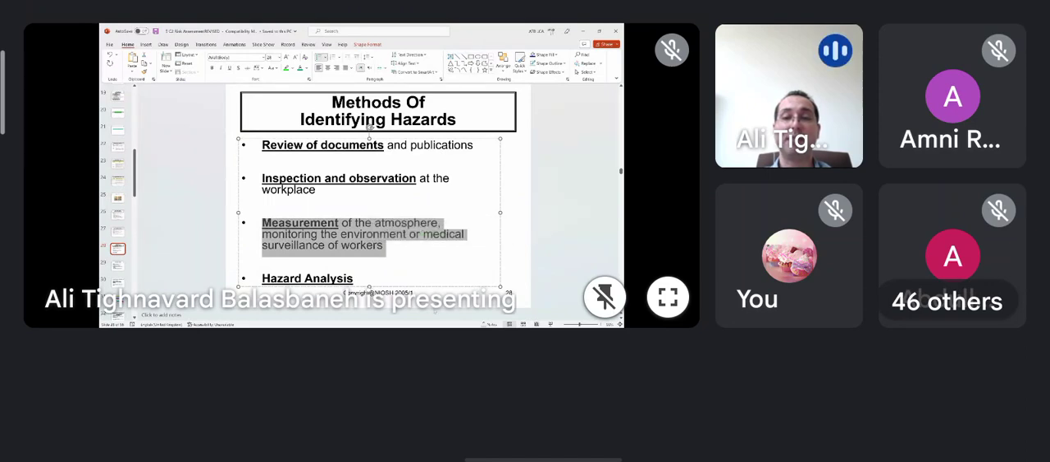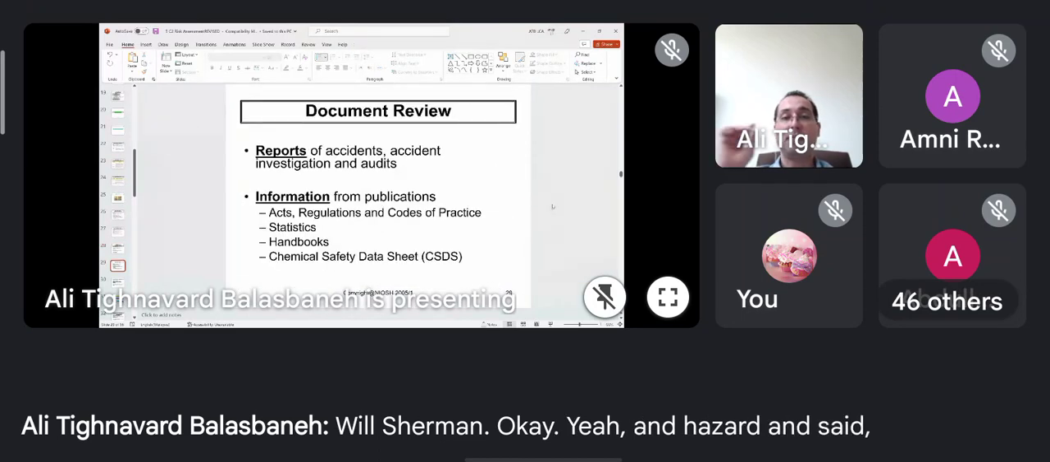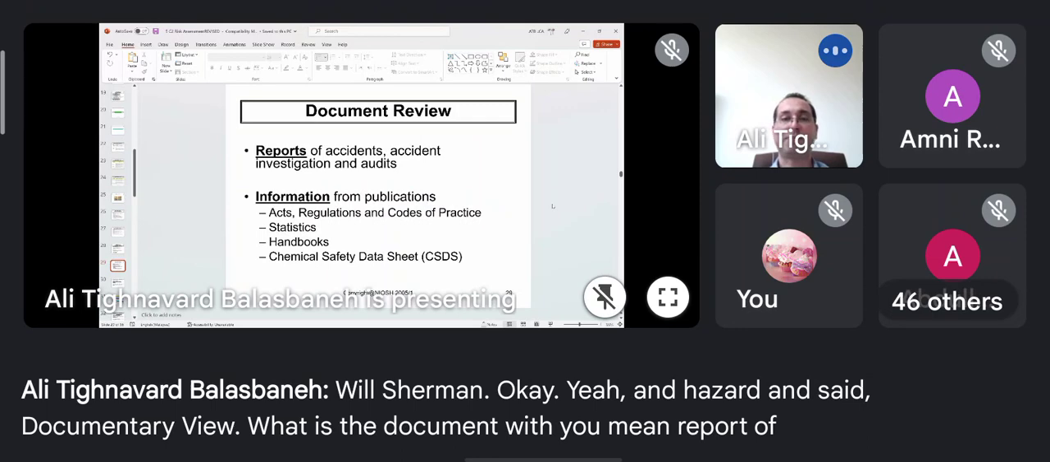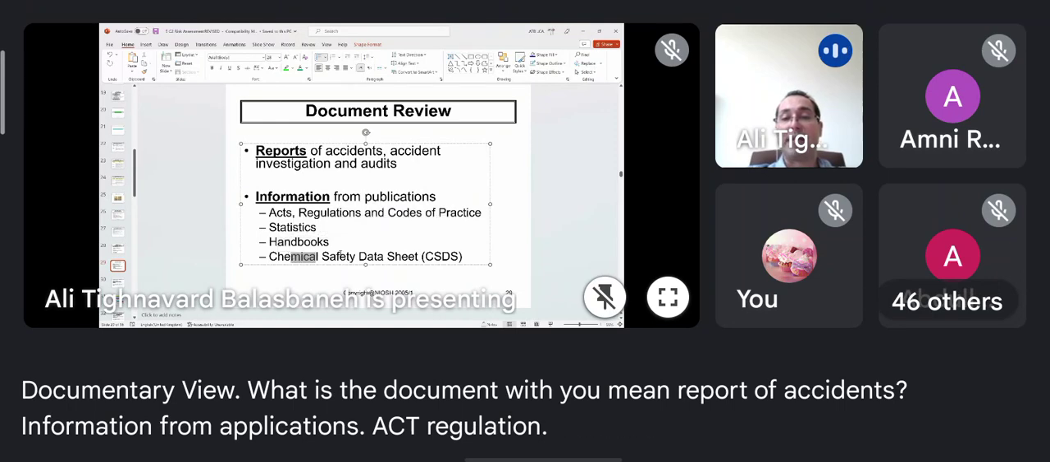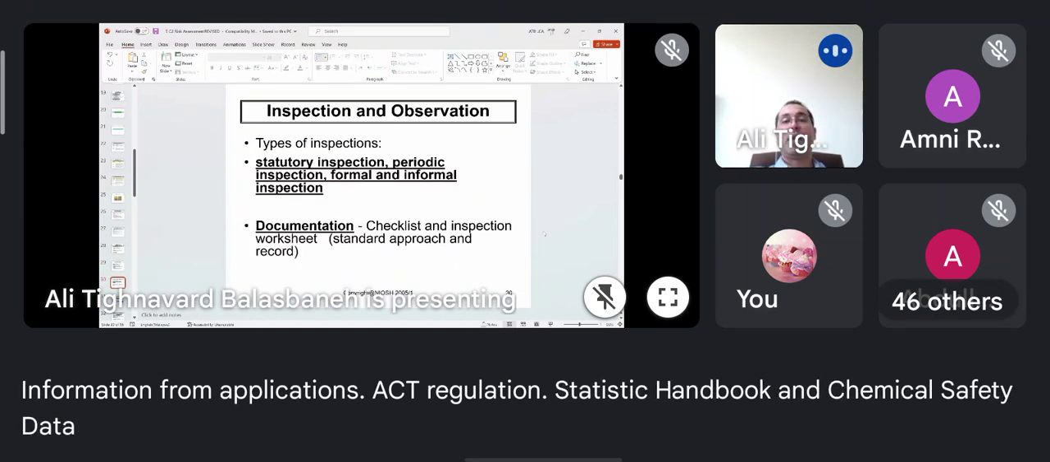Measurement and hazard analysis. Document review. What is the document review? It means reports of accidents, and information from publications, acts, regulations, statistics, handbooks, and chemical safety data sheets.